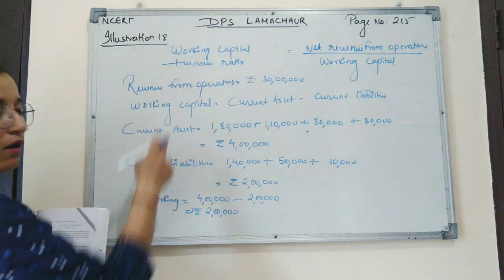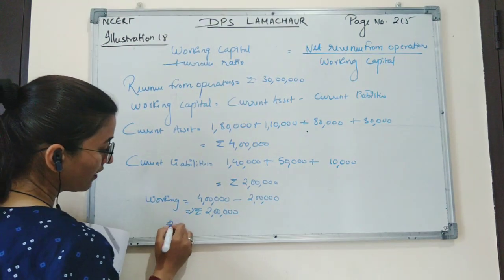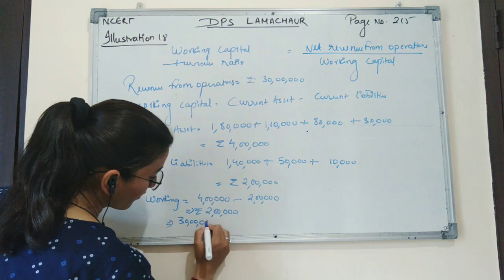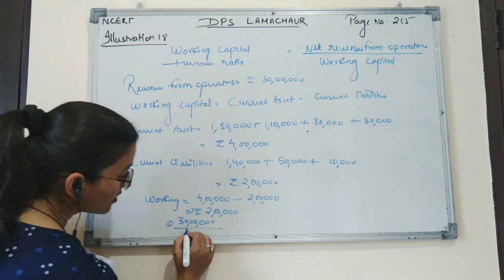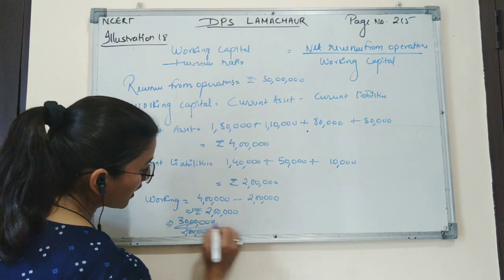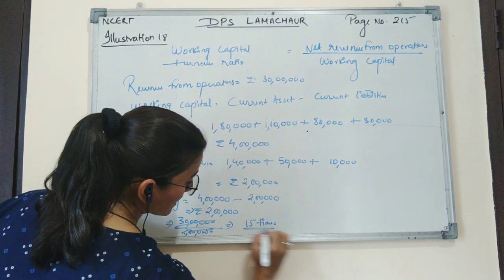Now we will put this amount in the formula. Formula is net revenue from operations. So net revenue from operations is 30 lakh divided by working capital. Working capital amount is 2 lakh. So working capital turnover ratio is 15 times.